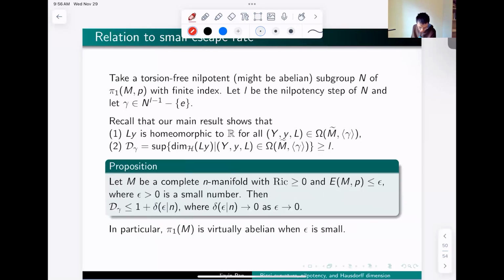And if the escape rate is small, then it turns out this d_gamma must be very close to 1, as the escape rate goes smaller and smaller, all right? In particular, you can take a small epsilon so that this term is less than 2. Then it'll be virtually abelian. So that's the relation to the small escape rate: if you have small escape rate to start with, then these orbits have Hausdorff dimension very close to 1. While being torsion-free nilpotent non-abelian, you have Hausdorff dimension at least 2 for some limit orbit.